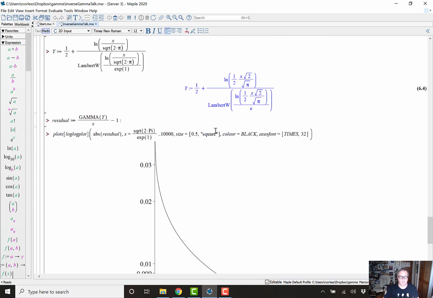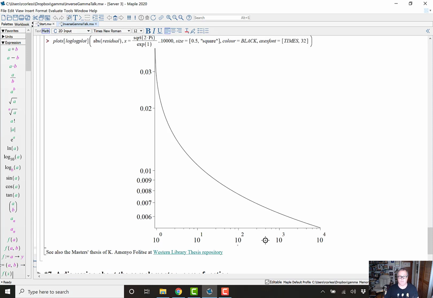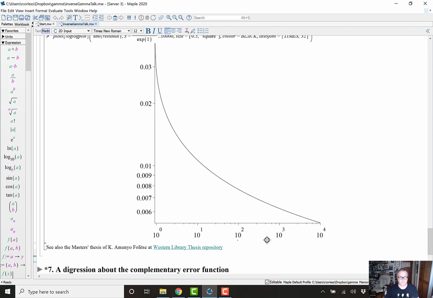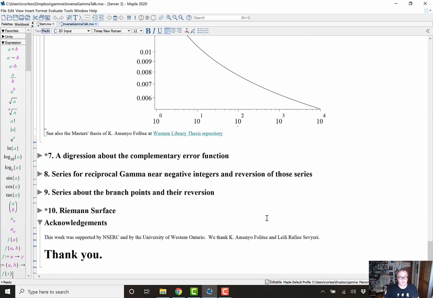If we plot the residual, we see the residual goes to 0 slowly, but it goes to 0 as x goes to infinity. You can see the master's thesis of Emmanuel Follotzi at the Western Library repository for more details on that. There are some connections to the complementary error function, but everything with a star on this worksheet I'm going to skip over. So now what about the other branches?